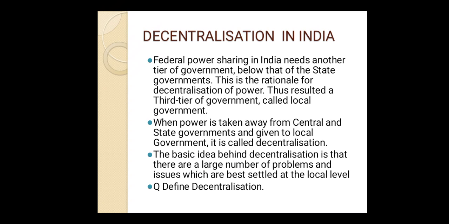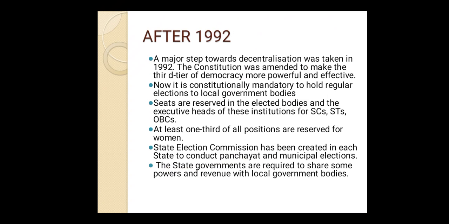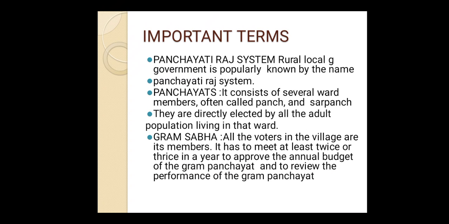We are discussing that in India after 1992 an act was passed and decentralization was done and a third tier of government was made. It is called local government, and power was given to the local government. Regular elections were held and some seats are reserved for SC, ST and OBCs, and at least 1/3 seats have been reserved for women candidates.